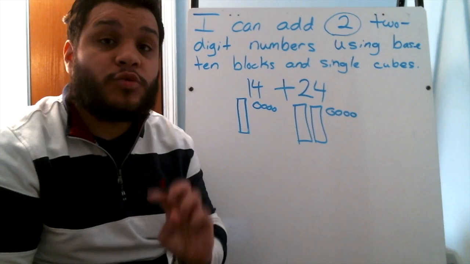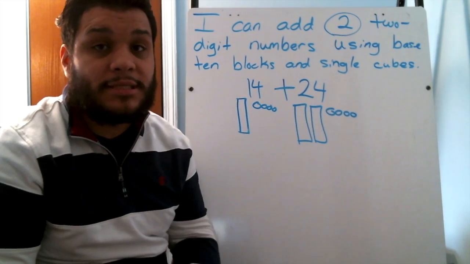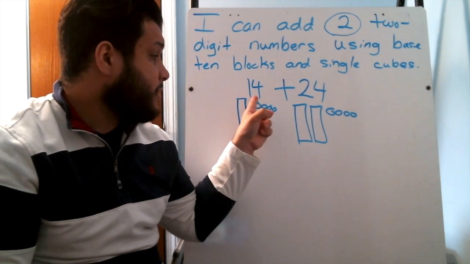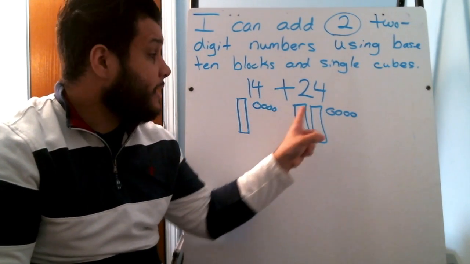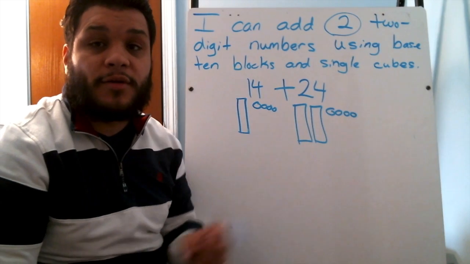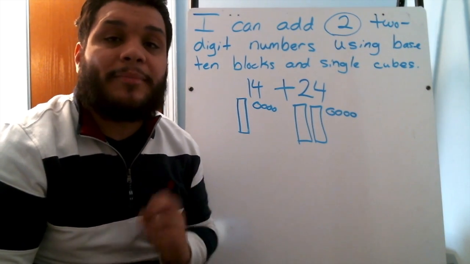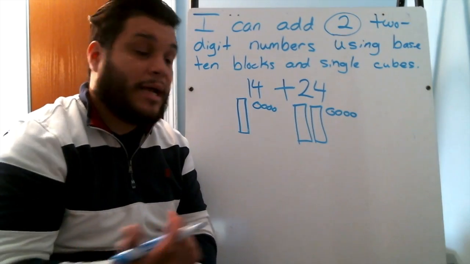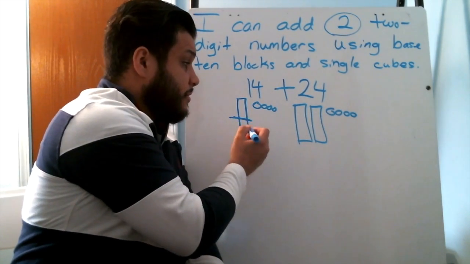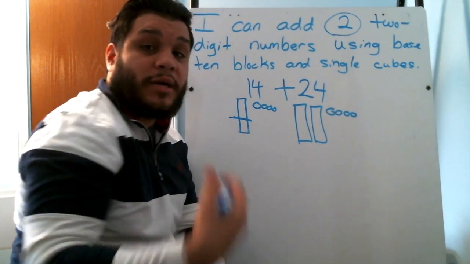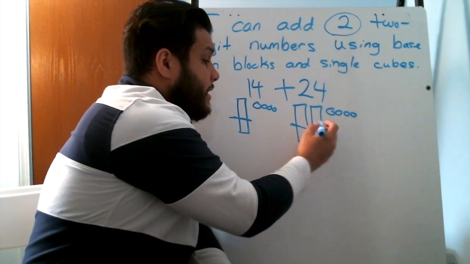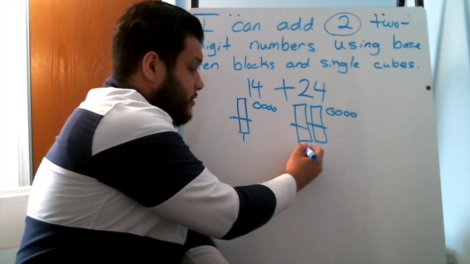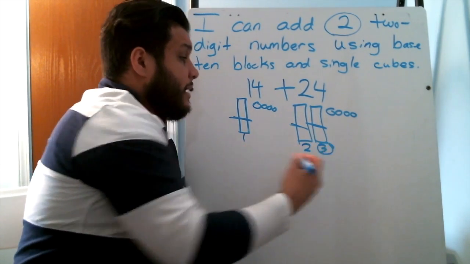Now, because we have two-digit numbers, that means that I'm going to count all of my tens. I'm not just going to count my tens for 14 because I also have tens over here for the number 24. So I want to make sure that I'm counting all of my tens. So this is how I would count them. 10. I still have tens over here, so I need to keep going. 20, 30.